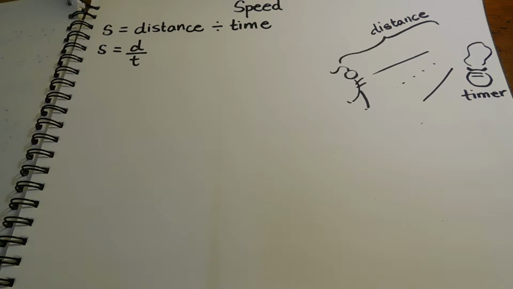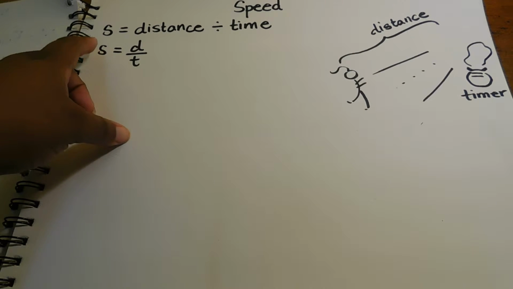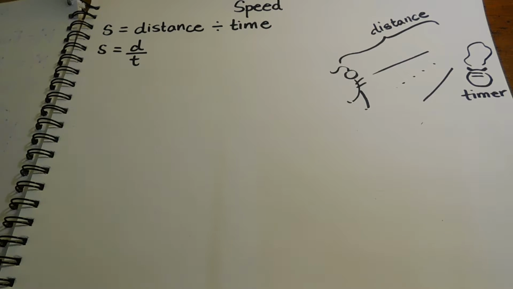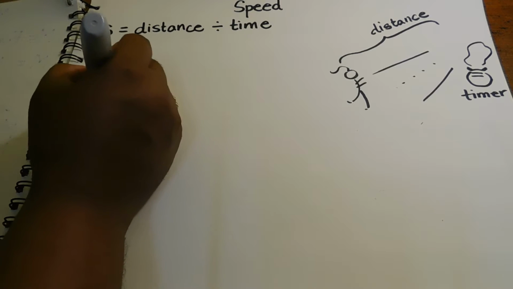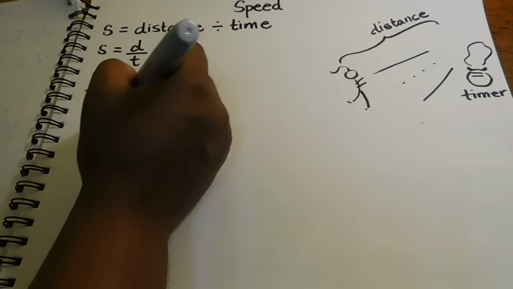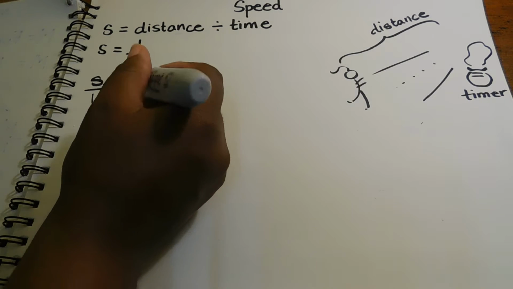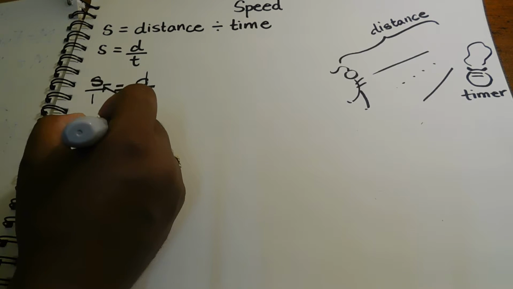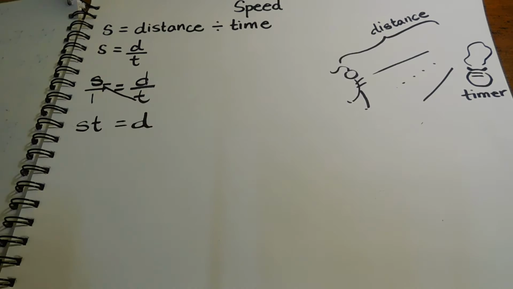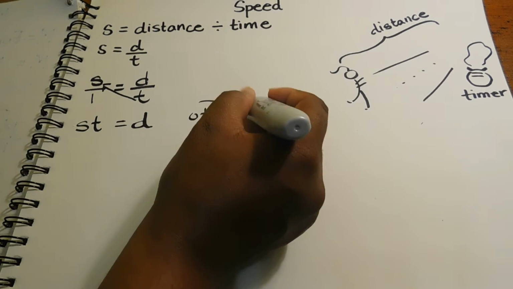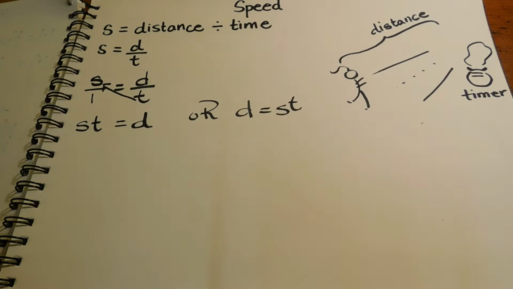Now suppose I only want to find out distance. Suppose I didn't have any distance, but I have the speed and the time. What am I going to do? Of course, S over 1 equals D over T. And so I would move the T upwards because it's in the denominator. And I would end up with S times T equals D, or D equals ST. Right? Now suppose I want to find time, which is T.